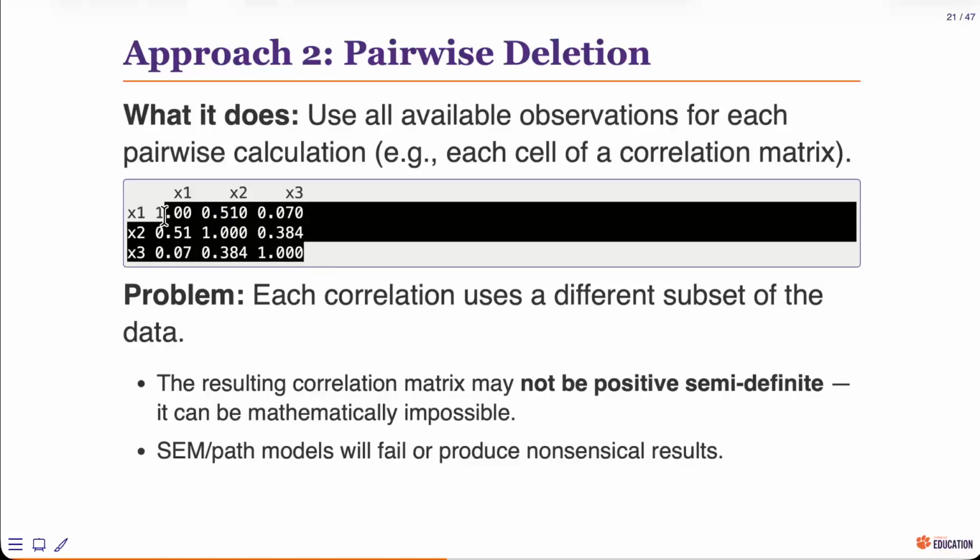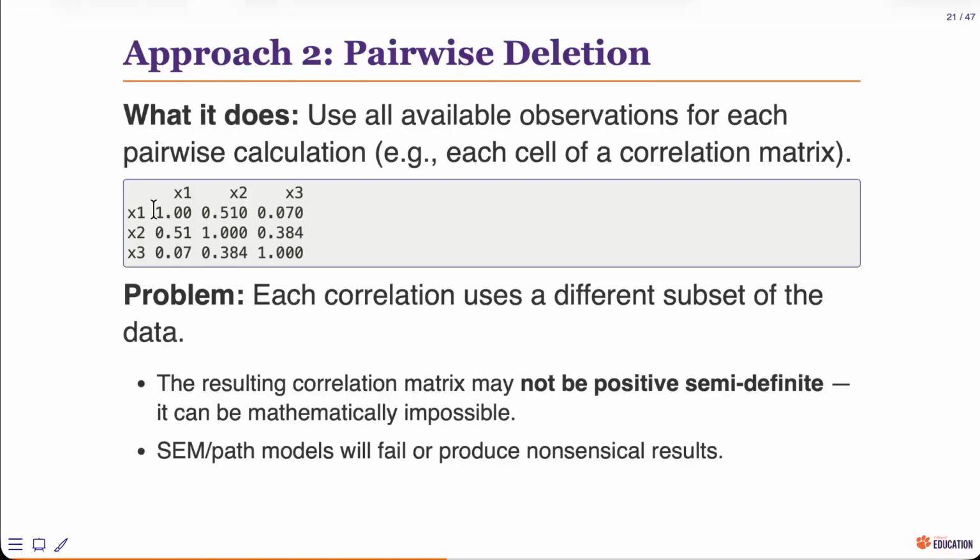Bad idea if we're using analyses that involve the inverse of a correlation matrix. And it turns out most of the methods that involve normal distributions will do that. So you end up in a situation where SEM or path models may fail or produce nonsensical results if your input to it is a correlation or covariance matrix.